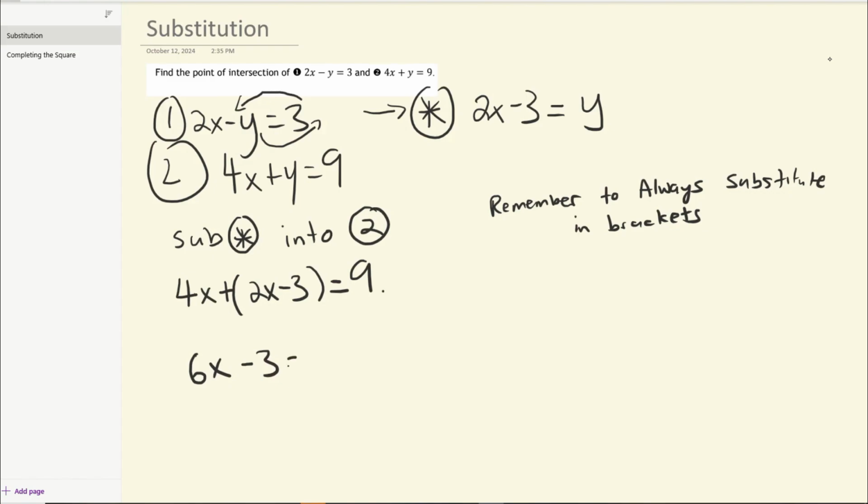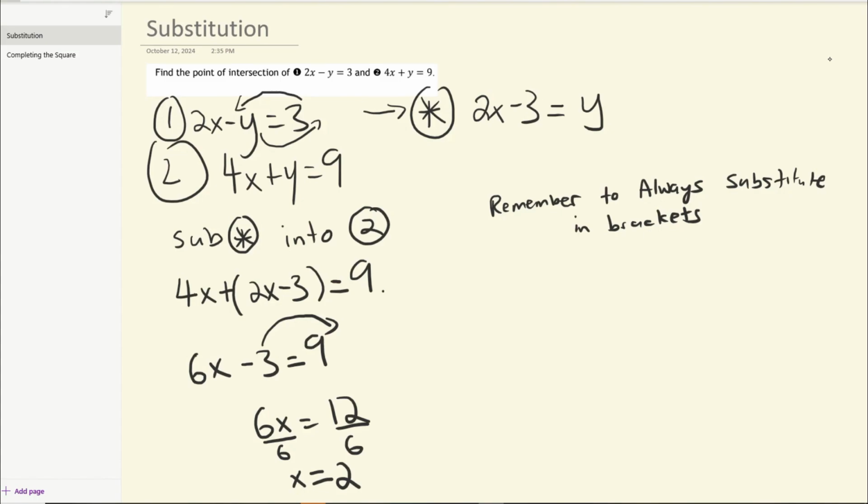Now the 4x plus 2x simplify to 6x, and then 6x minus 3 is equal to 9. I want to isolate for x now, because remember, after I substituted the y expression, we're only left with an equation with x, right? So I rearrange to get 6x equals 12, and then I divide both sides by 6, and I get x equals 2. So now I know what the x coordinate is for that point of intersection.